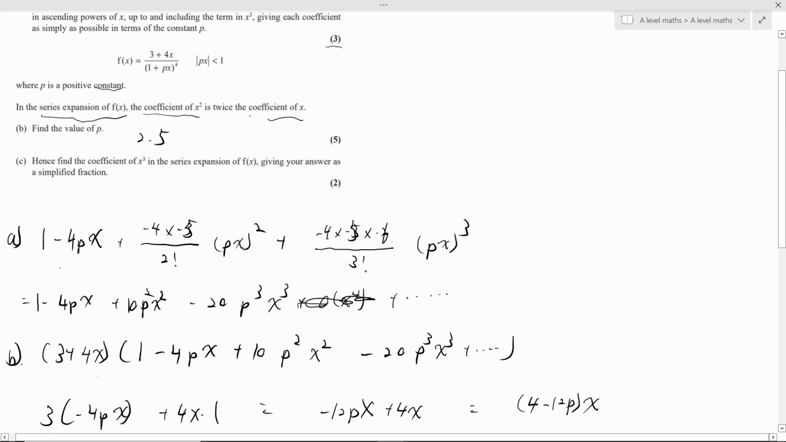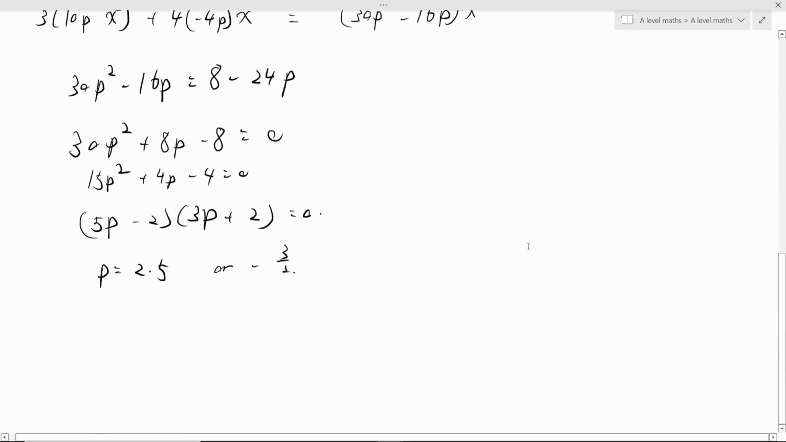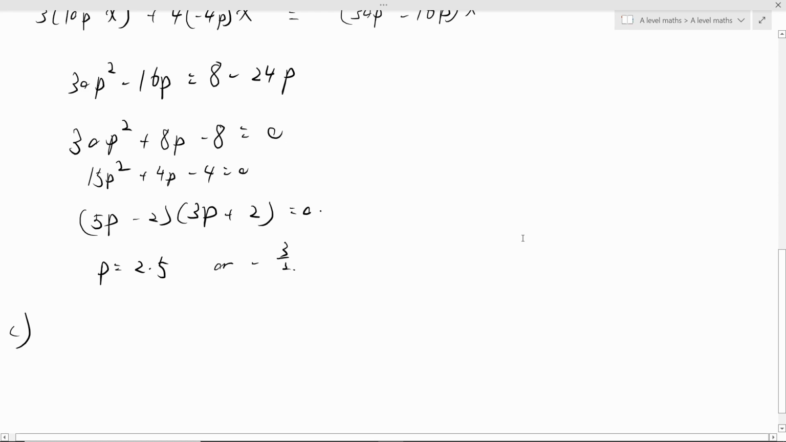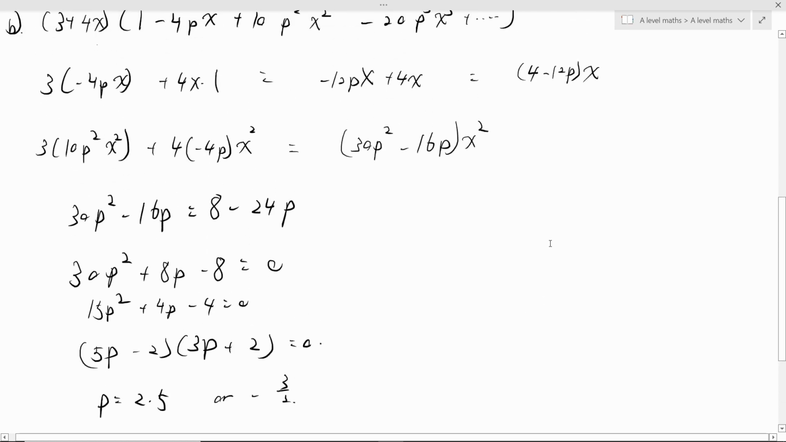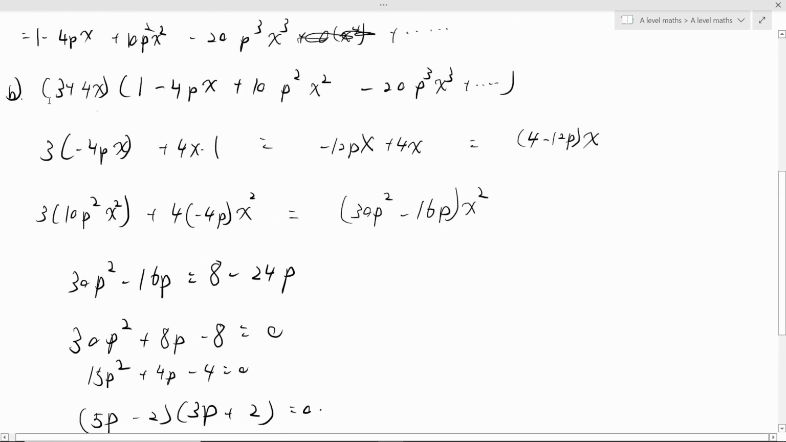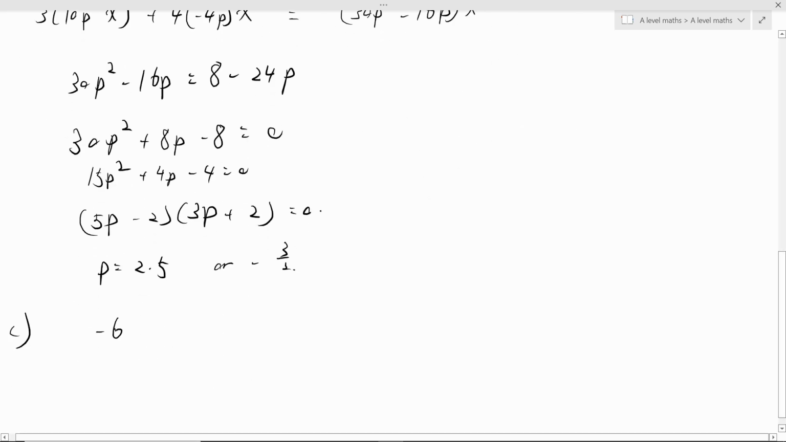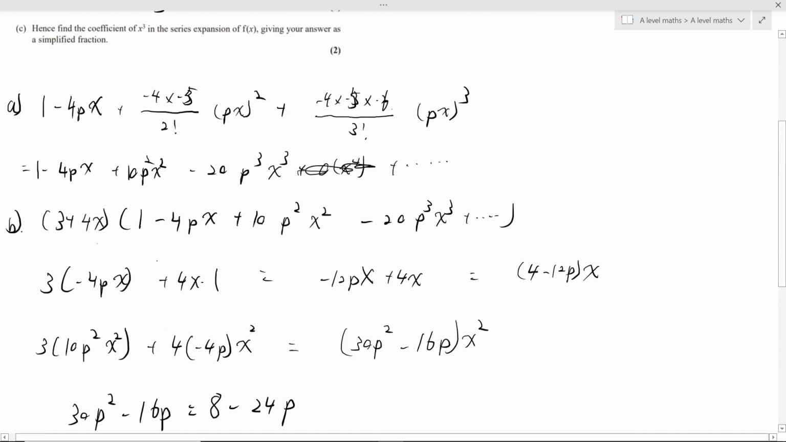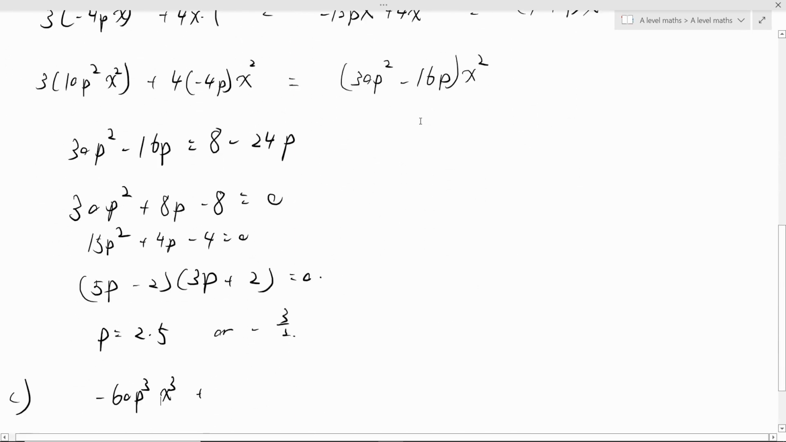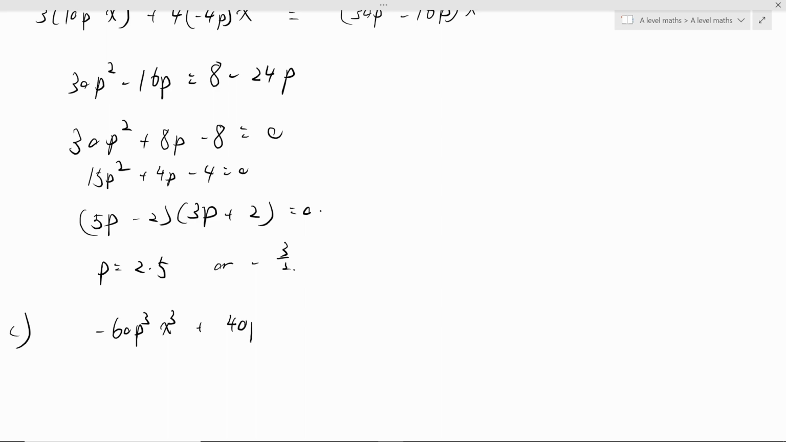And for the last part, hence find the coefficient of x cubed in the series expansion of f(x), giving your answer as a simplified fraction. What is the series expansion of x cubed? We're going to have 3 times minus 20p cubed, right? So minus 60p cubed x cubed plus 4x times 10p x squared, 10p squared x squared. So 40p squared x cubed.